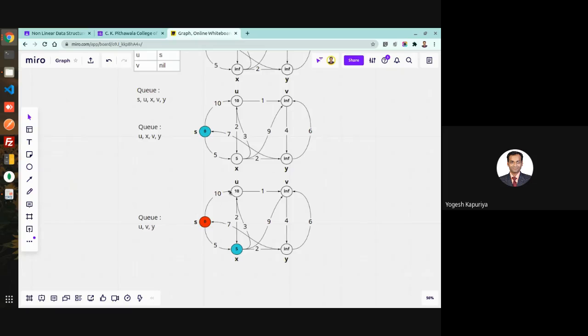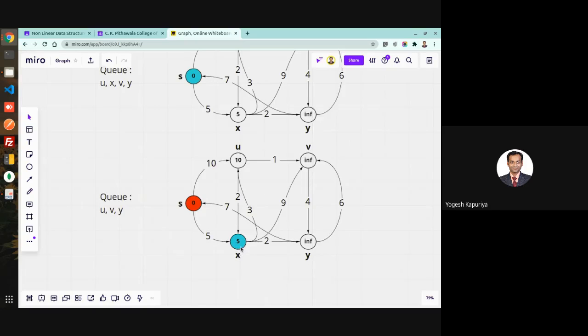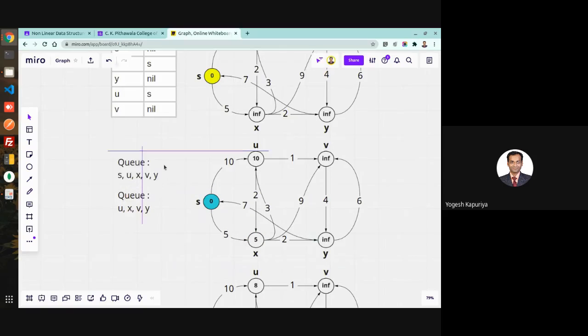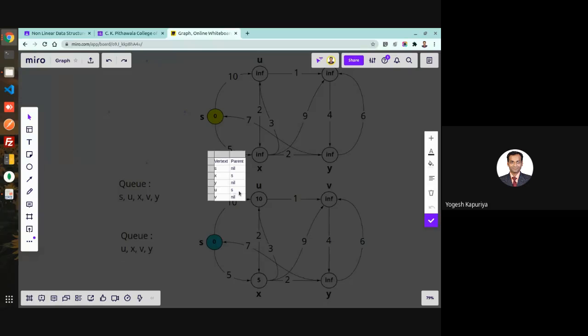Now what is the current distance of U? It's 10. The distance of X is 5, and the weight of XU is 3. 5 plus 3 is 8. 8 is less than 10, so this will be changed to 8. And because now you are connecting U via X, the parent table will be updated for U. Now the parent of U will be X.